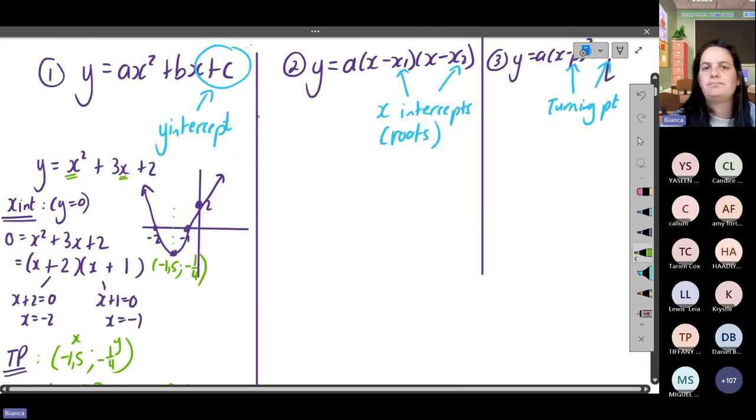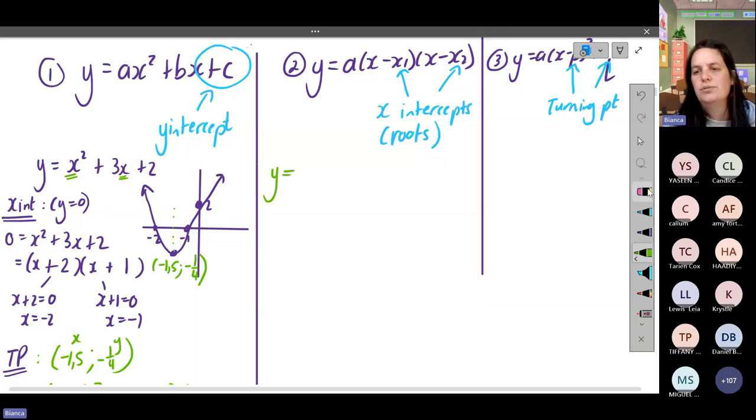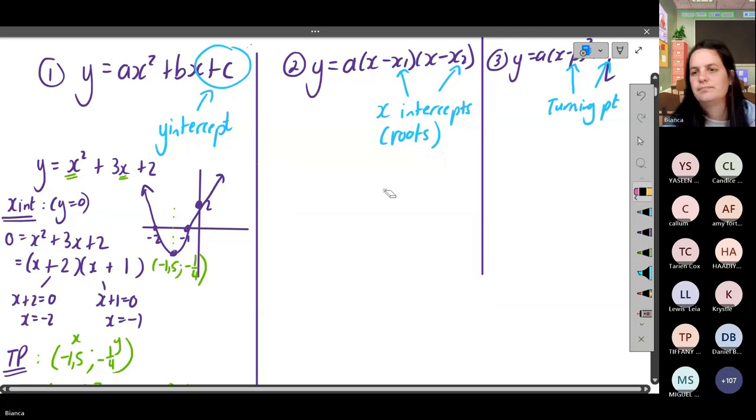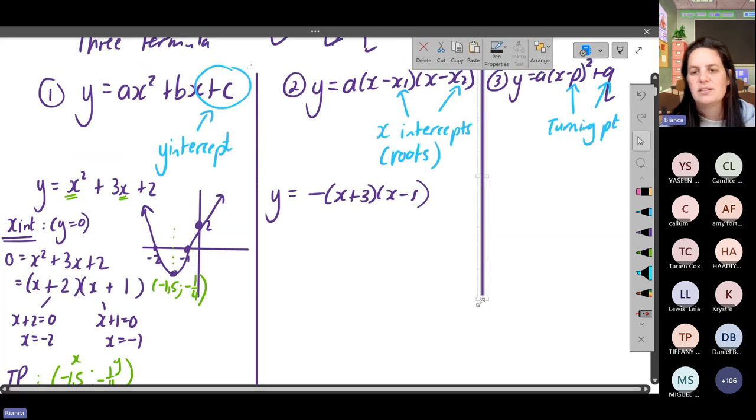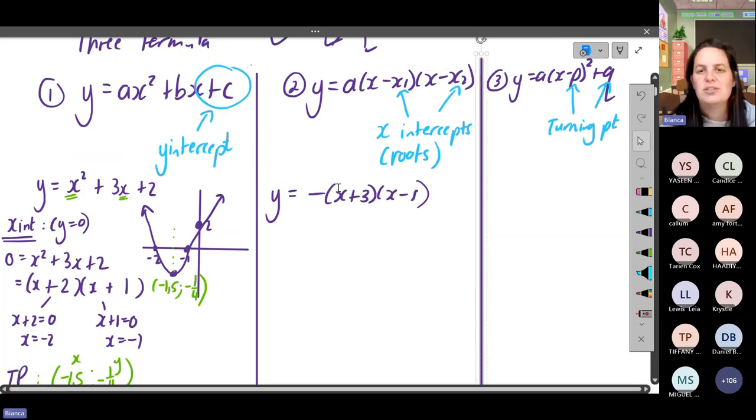Let's quickly look at this one just so you understand the three formulae, and then I'm going to give you some work to do. This question over here: if I say to you y equals negative x plus 3 and x minus 1, something like that, this is a parabola. Grade 11s and grade 12s struggle to see that it's a parabola because they're so used to seeing a square the whole time. But think about it. If you times it out, x times x gives you x squared.